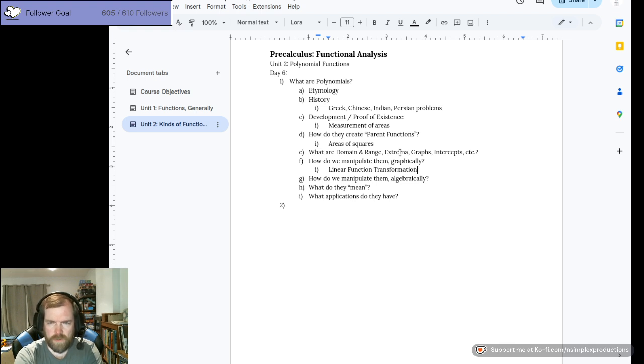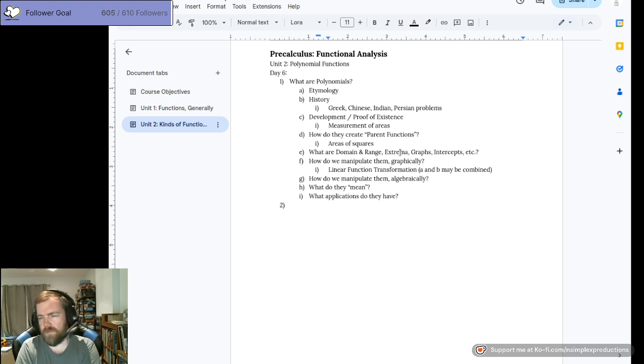So to do the linear function transformation, we're going to show that A and B can be combined. So this is our vertical stretch factor and our horizontal compression factor. If you have a B on the inside of those parentheses with the square, then you can factor it out, square the thing, and then take it out and make it part of A instead.